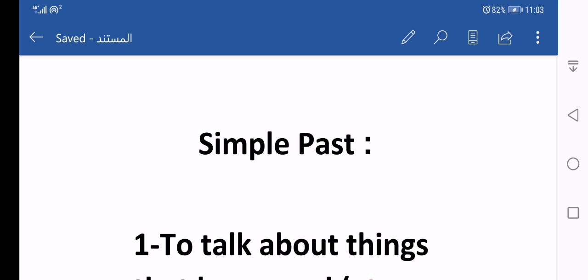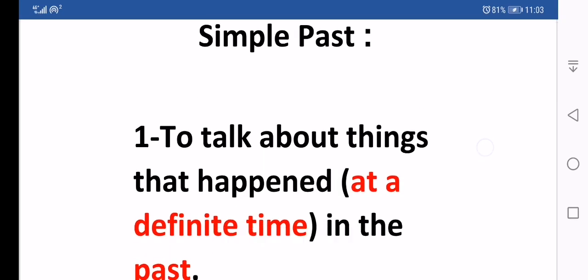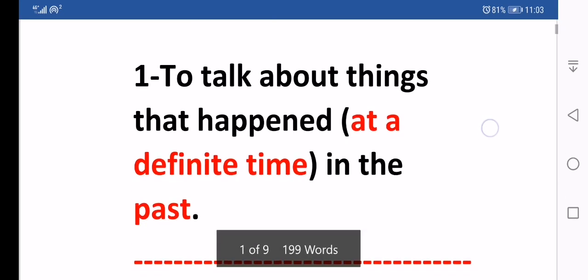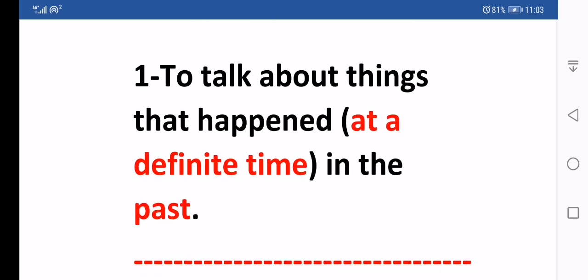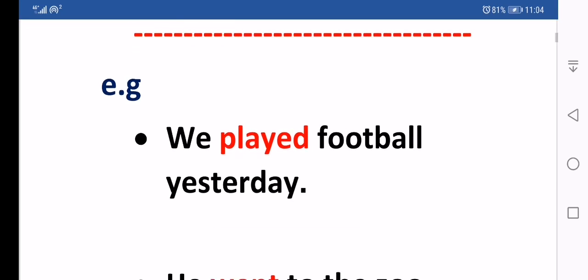Today I am going to talk about the simple past tense. The simple past tense is used to talk about things that happened at a definite time in the past. So if we have an action that started in the past and finished at a specific time, we use the simple past tense. For example, we played football yesterday.